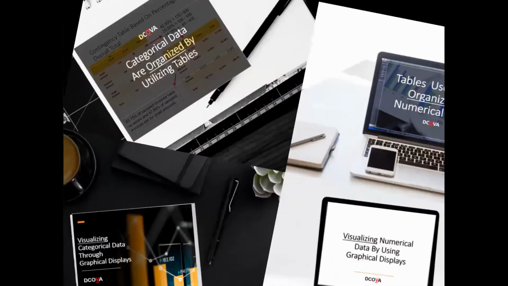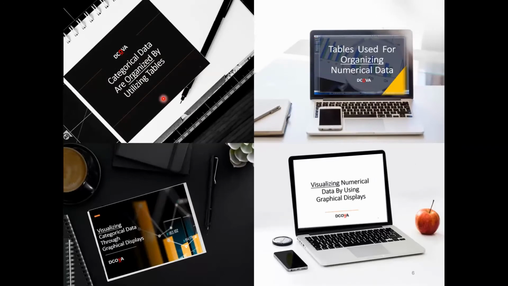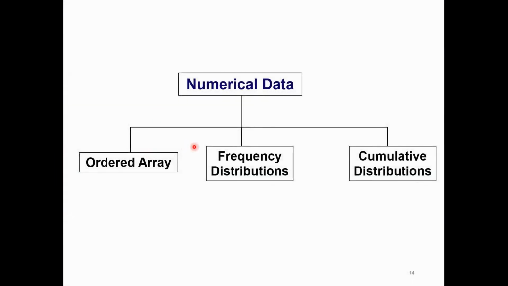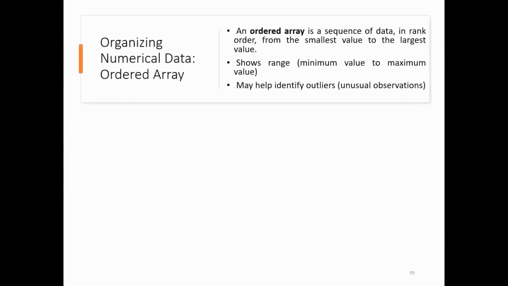Right, let's move on. Now that is organizing categorical data. So we organized categorical data which had one categorical variable and which had two categorical variables. Now we move into organizing numerical data pertaining to numerical variables. So we have three options: ordered arrays, frequency distributions, cumulative distributions. So what is an ordered array? It is a sequence of data in ranked order from the smallest to the largest.